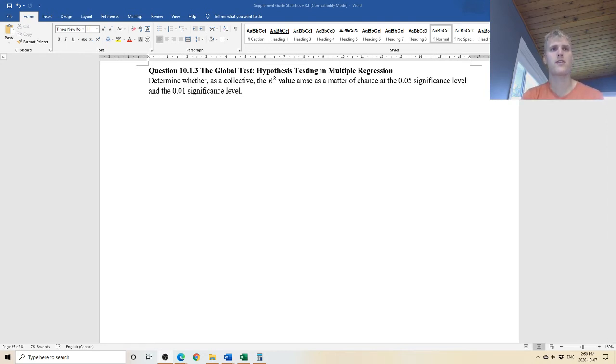Let's do a hypothesis test in multiple regression. So we want to determine whether, as a collective, the coefficient of determination value arose as a matter of chance at the 5% significance level and the 1% significance level. So we're going to use some information from our t-tables. But first we need to set our hypothesis.